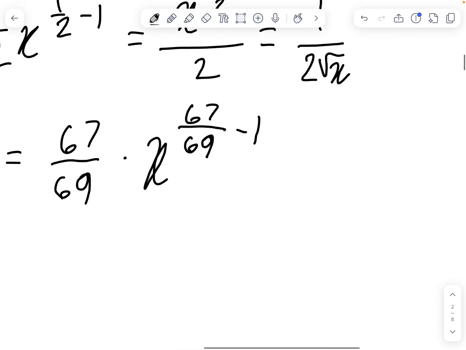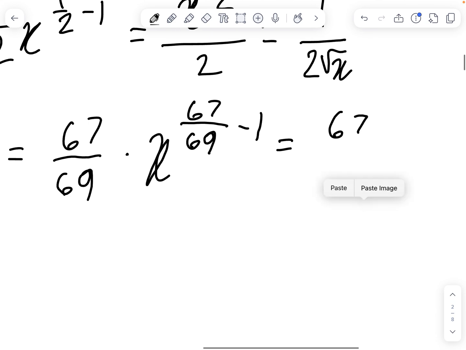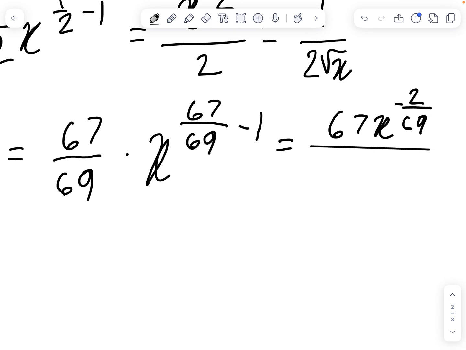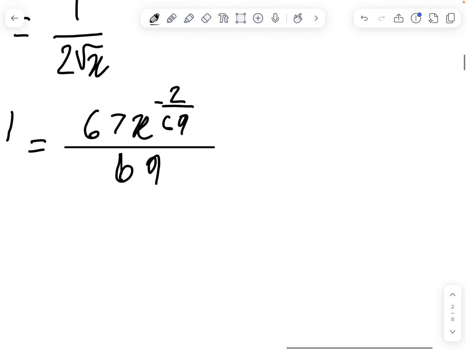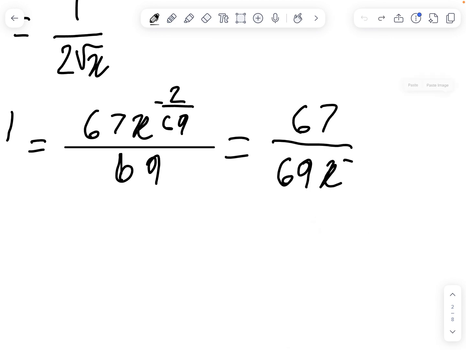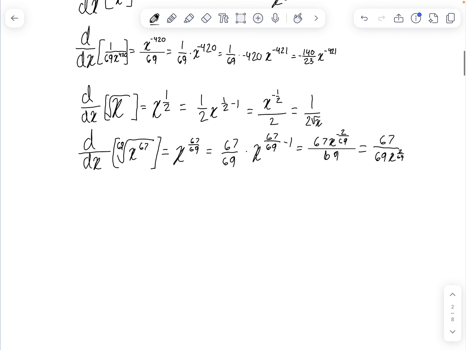So we'd get 67 over 69 x to the power of, wait, what is it? To the power of negative 2 over 69. And in the end, we'd get this equaling 67 over 69 x to the power of negative 2 over 69. So yeah, that's the answer.